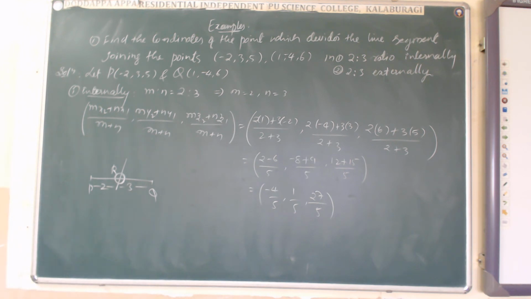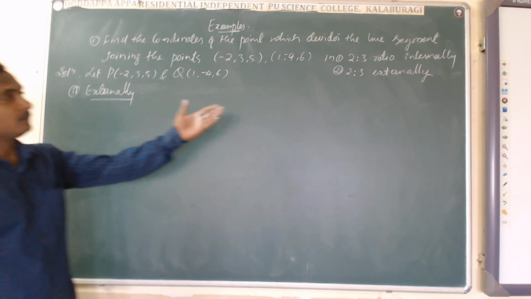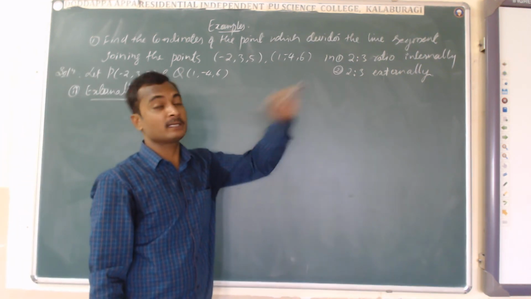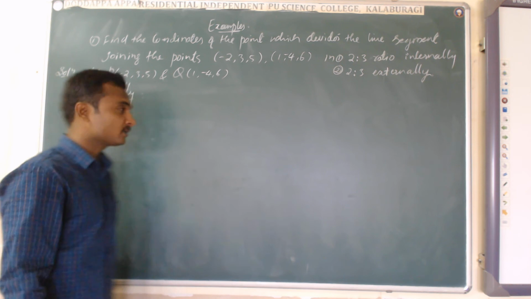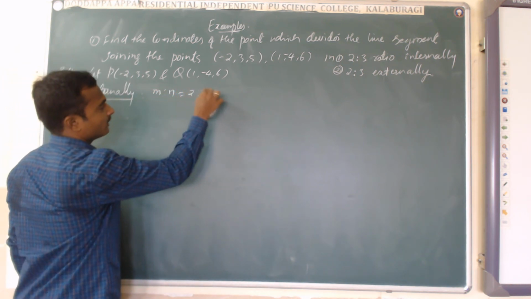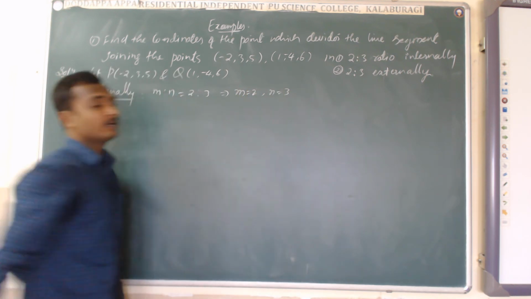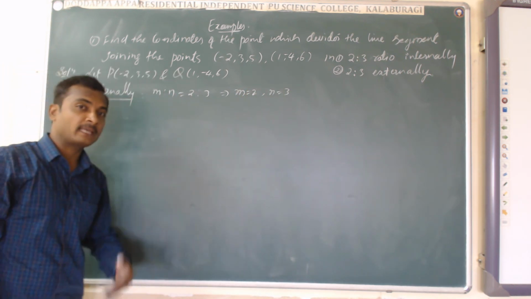So what is the second one given? The ratio is given 2:3, but the division is external division. So again, m is to n is given to be 2:3. That implies m is 2 and n is 3. And we have to use the section formula for external division.